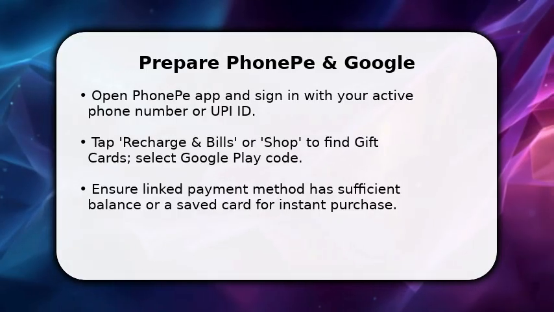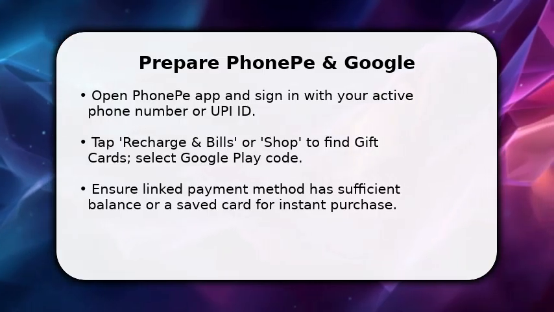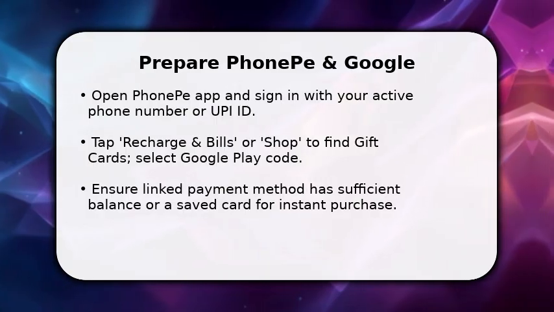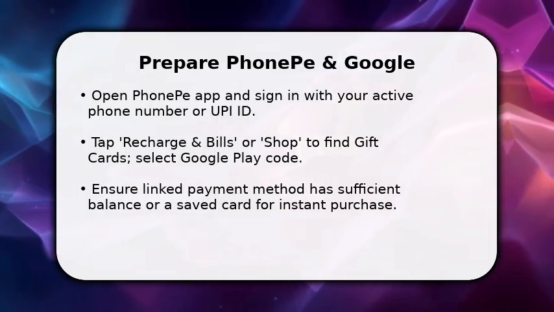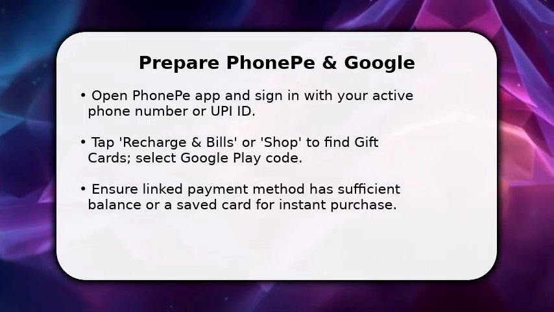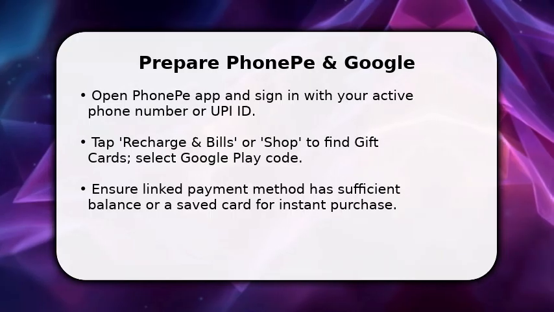You start inside PhonePe, open the app and sign in, then navigate to the gift cards section. Pick Google Play. This is the first actionable buy step. Choose denomination and confirm price, because Google Play codes are one-time redeemable and region-locked.